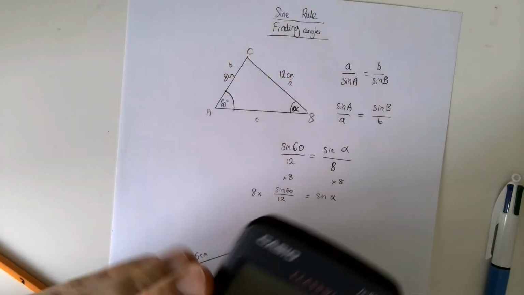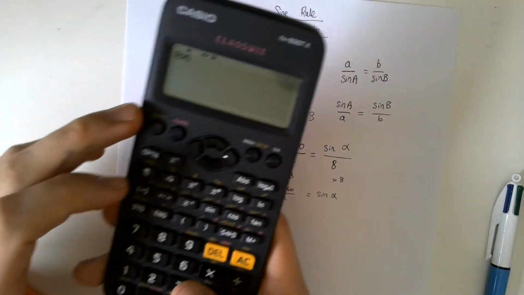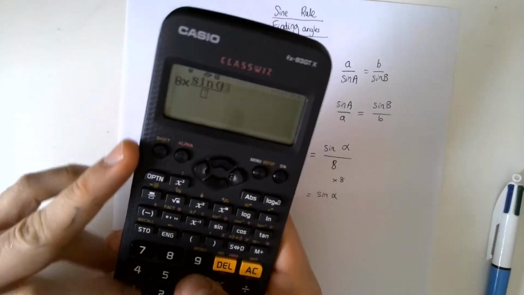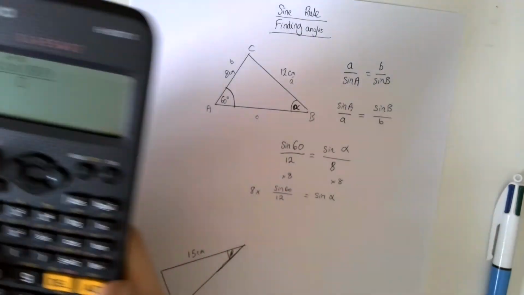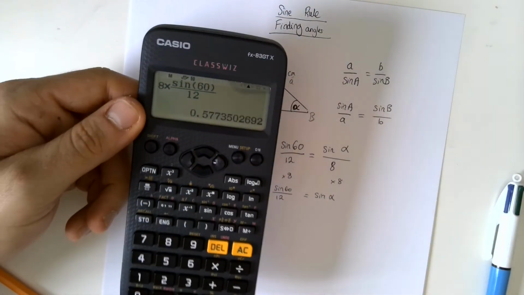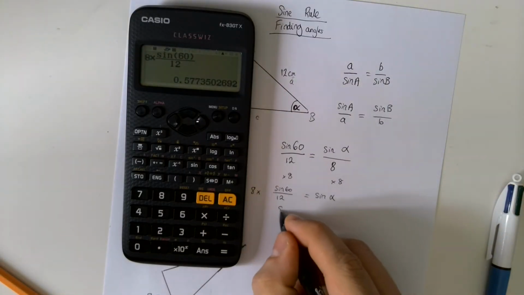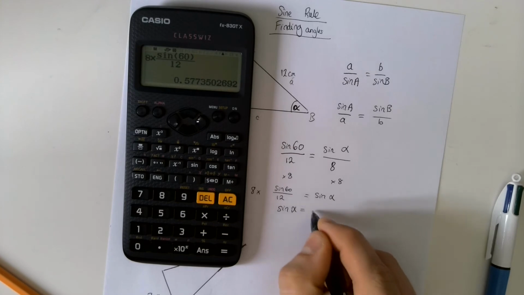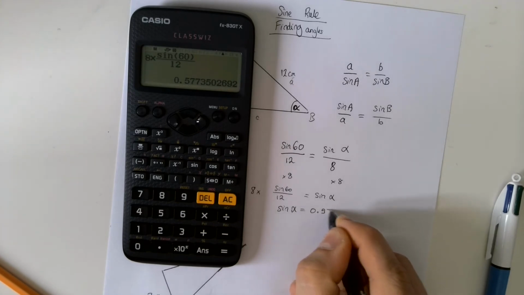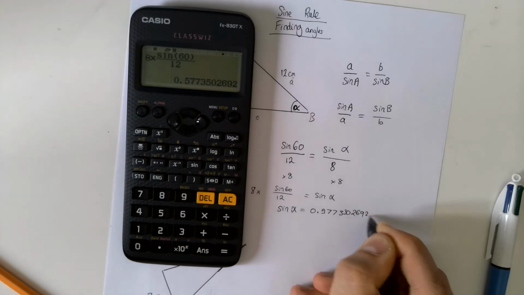So I'm going to type that into my calculator. So 8 multiplied by fraction sine 60 divided by 12. And that gives me 0.577, etc. So sine alpha equals 0.57735026992.